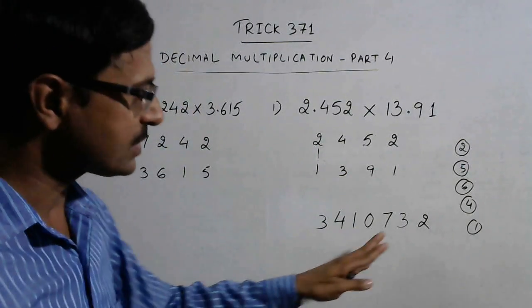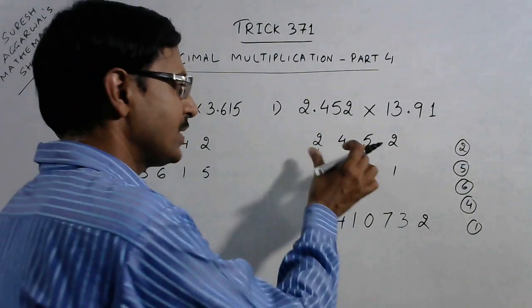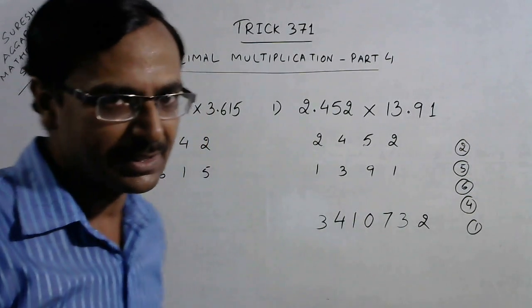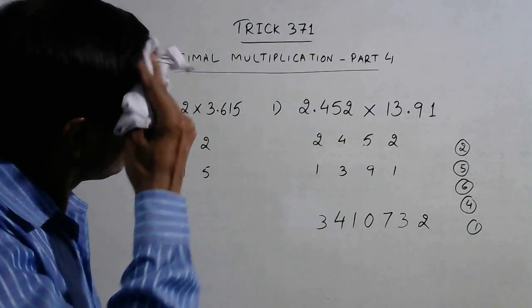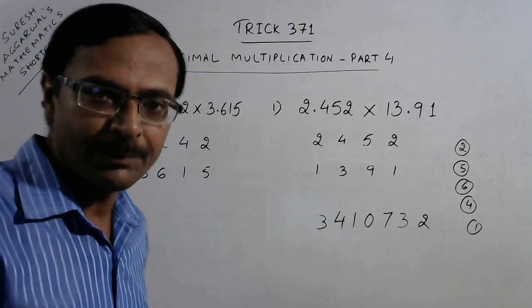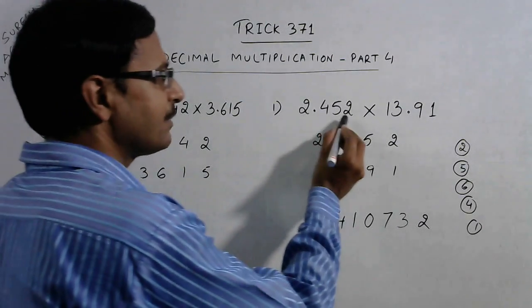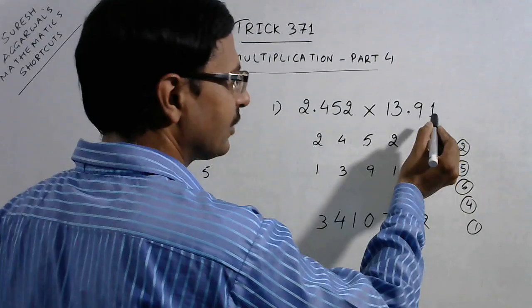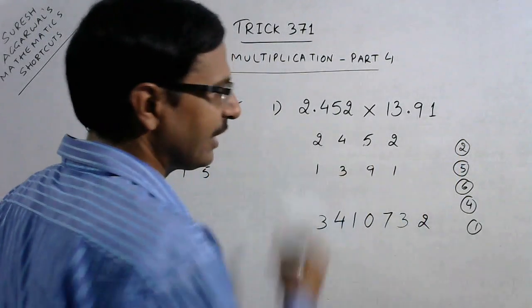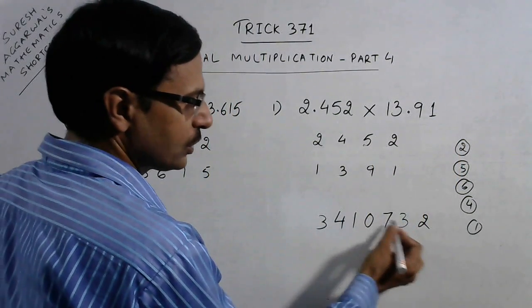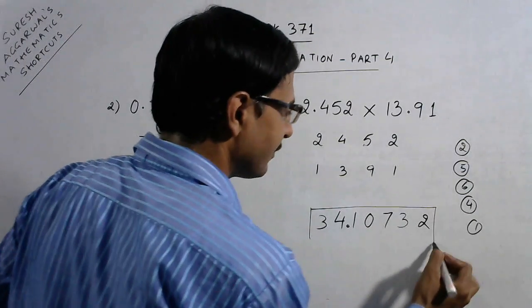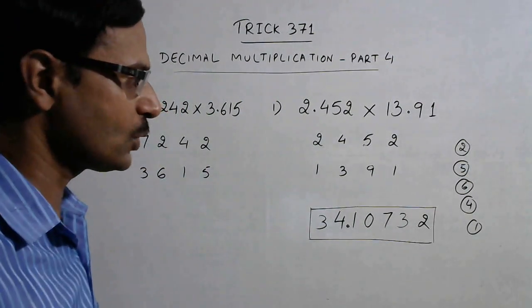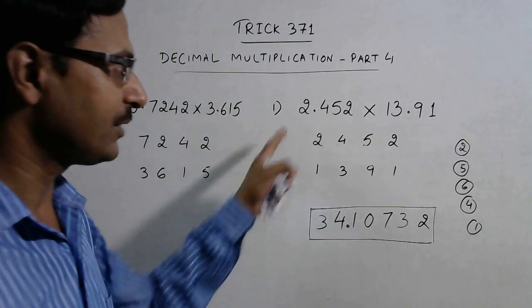Now 3410732 is the product of these two numbers. You can check using the calculator. I have done it in a single step. And after that, the decimal point is very easy to put. Just count the number of digits after decimal here 3, after decimal here 2. So total we have 5 digits. So 1, 2, 3, 4, 5. Just put a decimal here. This is the answer of the first question. 34.10732 is the product of these two numbers.